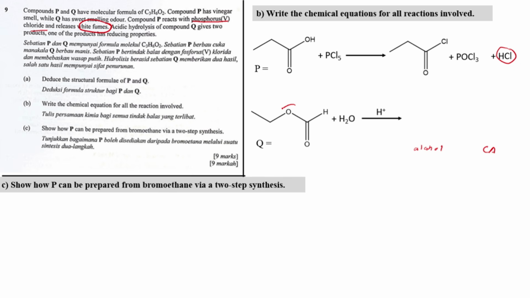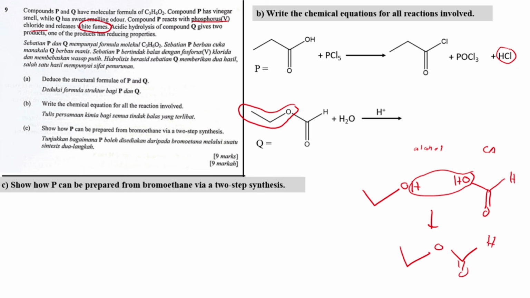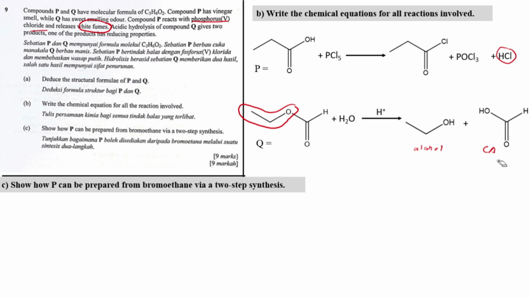So our alcohol part is coming from this side. So O here will become OH. Meanwhile, for this part here, it's going to have OH here. So you're going to produce a carboxylic acid, because from alcohol and carboxylic acid, you remove OH and H, so you're going to get back that structure. Okay, so you're going to get this alcohol and then this carboxylic acid. And as you have realized, this carboxylic acid will have the reducing properties.